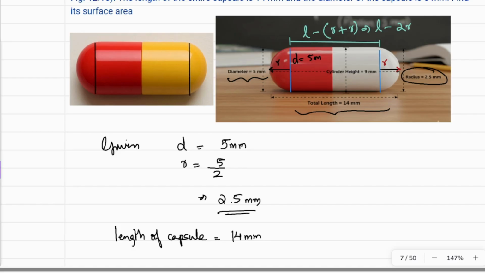From here till here it's a cylinder, right? And this one is a hemisphere, and similarly this is also another hemisphere, right? So this is a combination of two hemispheres and one cylinder, right?